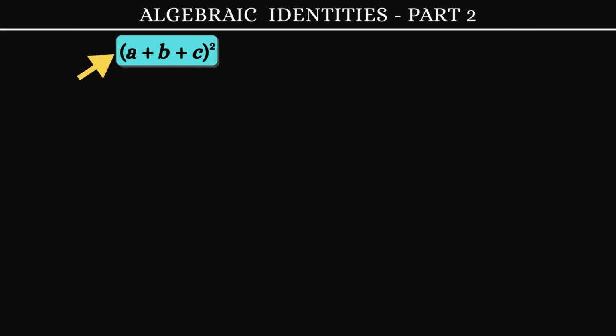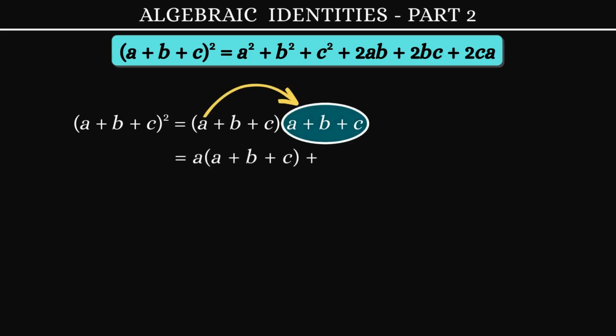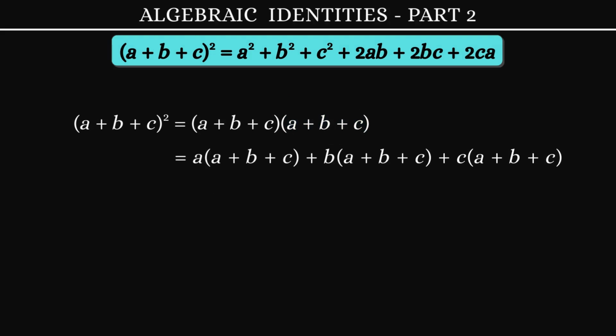The left hand side is a plus b plus c the whole squared. This can be written as a plus b plus c into a plus b plus c. Now we'll use the distributive property. A into a plus b plus c plus b into a plus b plus c plus c into a plus b plus c. In this step also, we'll be using distributive property.